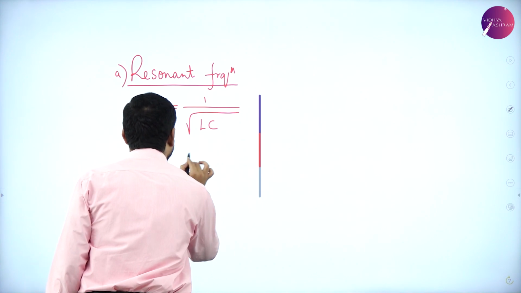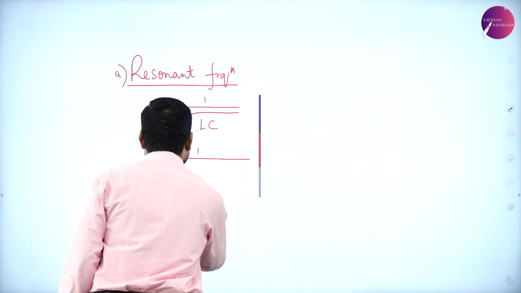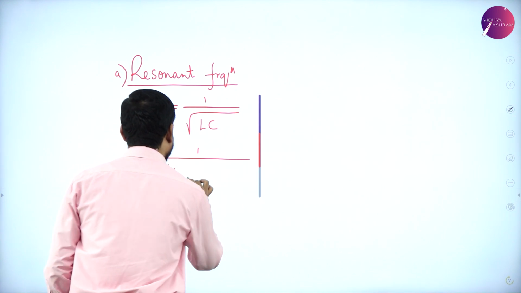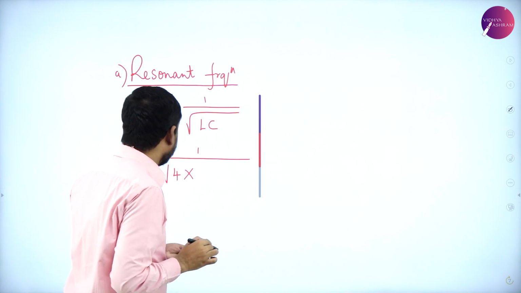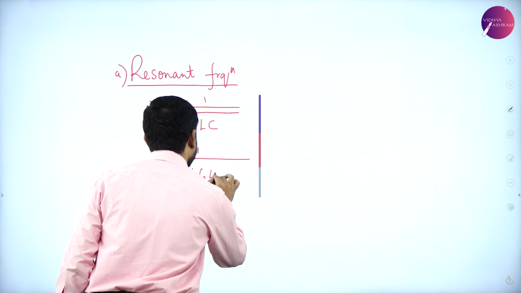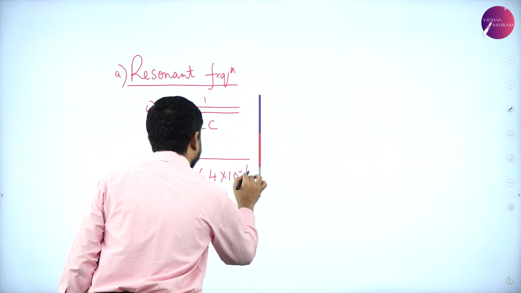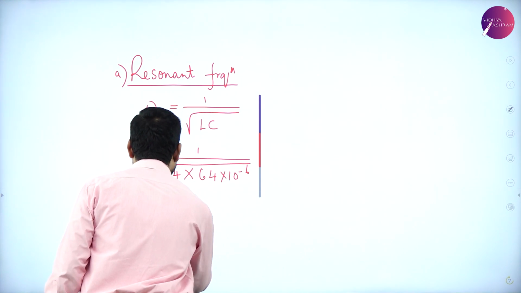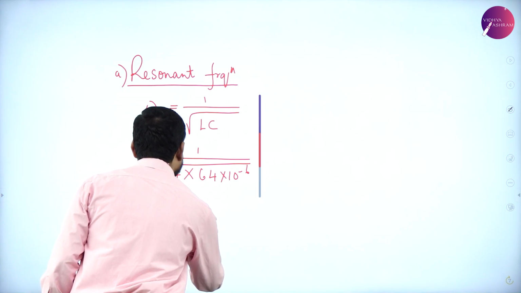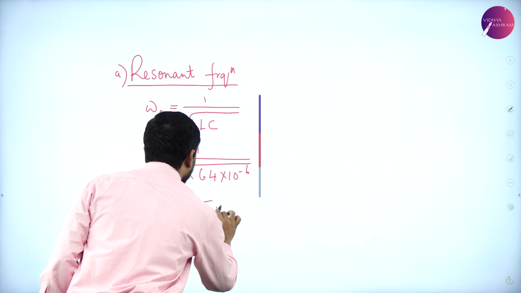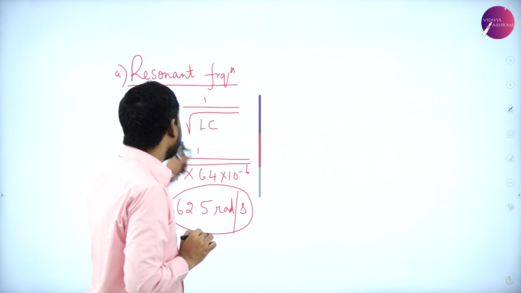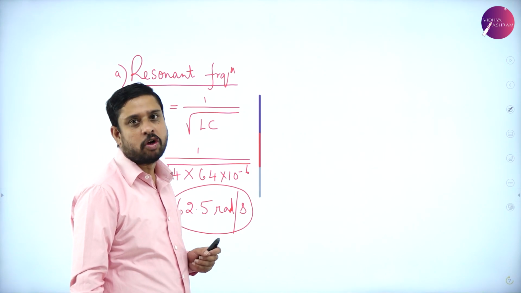So this is 1 divided by root of 4 into the value of C, 64 into 10 power minus 6. This on simplification is 62.5. Look at the unit, radian per second, because I have considered omega naught.